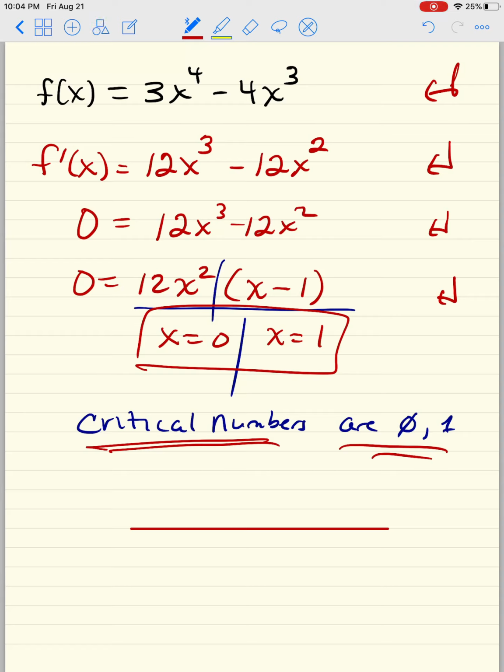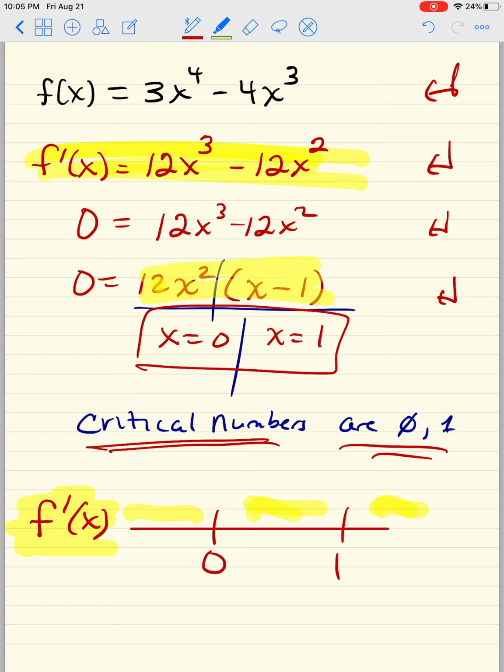So what I need to do is put a number line, put my f prime of x, put 0, put 1. I need to then pick numbers in between. Where am I going to plug these numbers to check for the sign? F prime of x. What's f prime of x? This is the key, guys. This is the most important thing I'm going to teach you in this video. This is f prime of x, but this is also f prime of x in factored form.